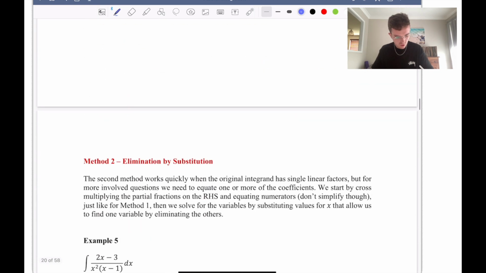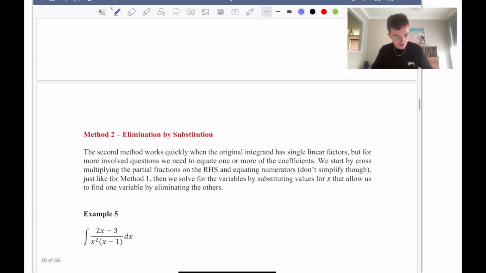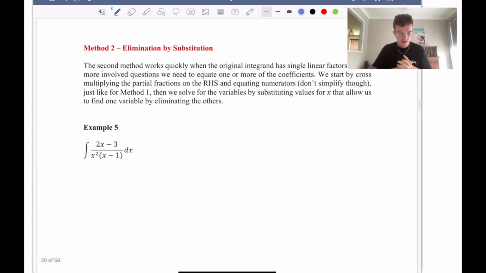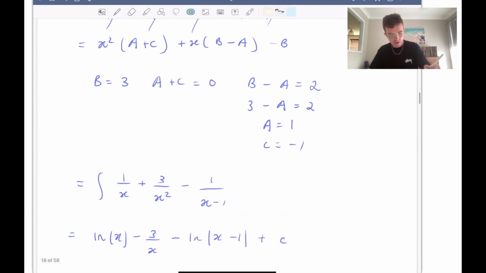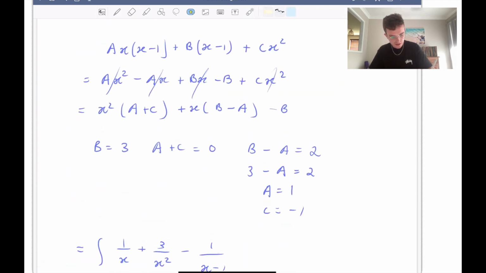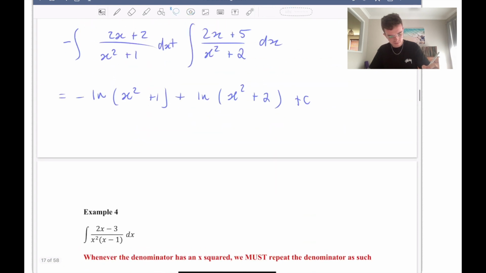Okay, what might we do here? Elimination by substitution. Now, we've just seen this exact same integral, and I'm going to lead you to one of the previous steps here. So I'm going to go to this step right here.